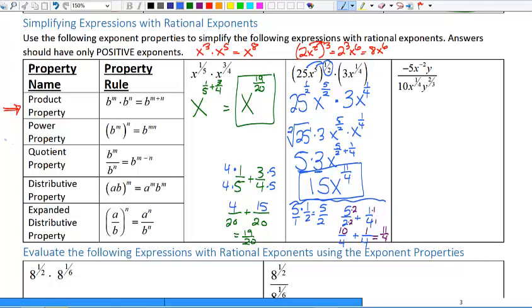Notice on this last one we did the power property, we used the product property again, and we used the distributive property. So we are using these properties that we've used in the past, just with fractions now.